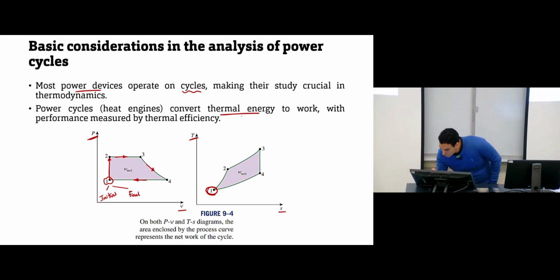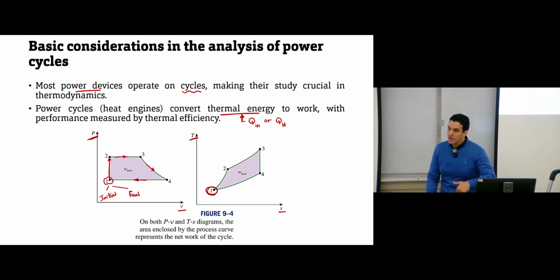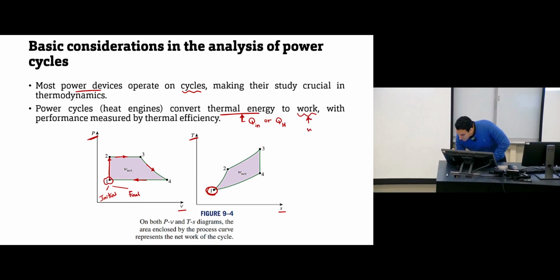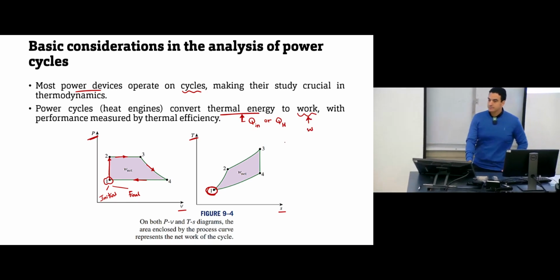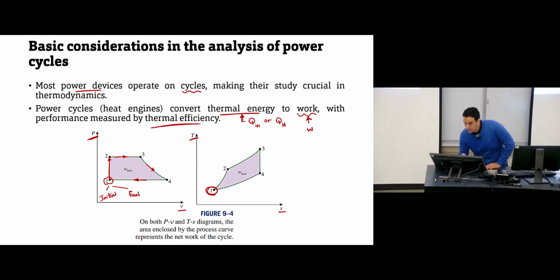Okay. The whole idea of power cycles or heat engines, as you remember, is that we need to convert thermal energy, which is Qin. We have it simply as Qin, or in the previous chapter we called it QH. So we need to convert this input energy, this amount of energy you are adding to the working fluid from the reservoir source, to work. So we need to obtain work.